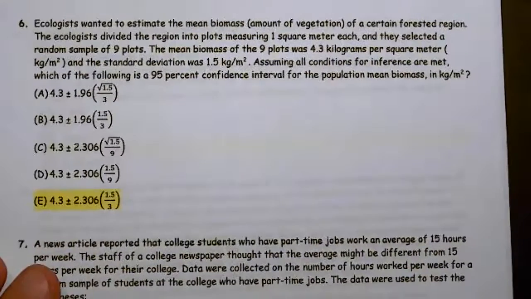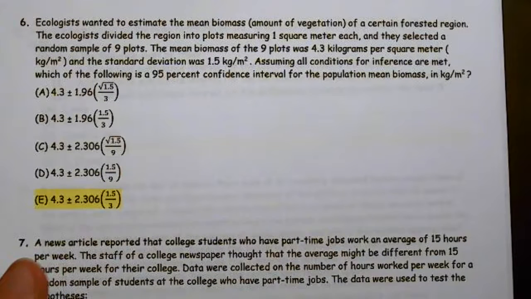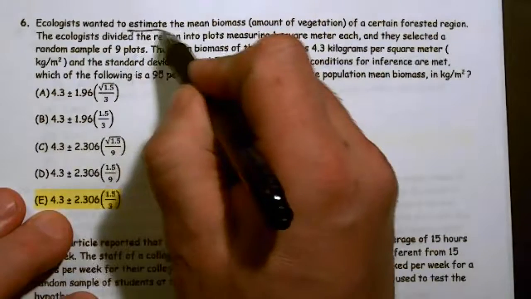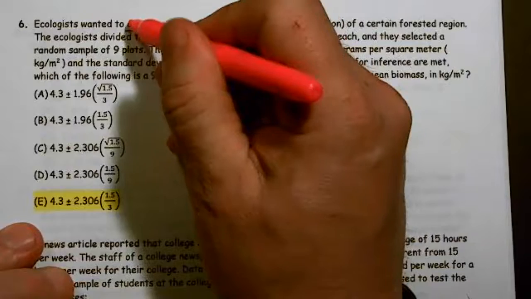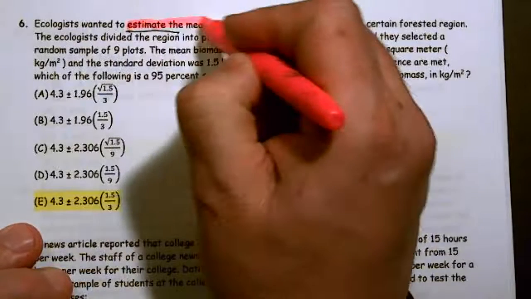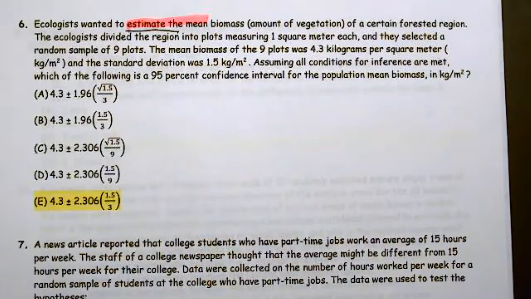Okay, looking at number 6. Ecologists wanted to estimate the mean biomass. And by the way, this says estimate. That's an important word, all right? They want to estimate the mean. When they use the phrase estimate the mean, probably going to be looking at a confidence interval, because a confidence interval says we don't know where the mean is. We're going to estimate where it is. Whereas a hypothesis test is testing to see if a claimed mean is actually correct.